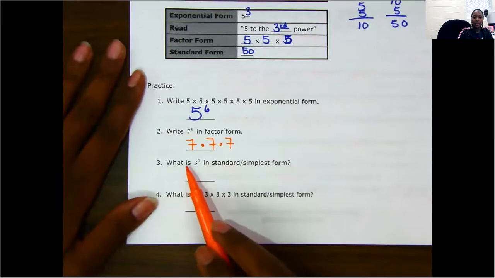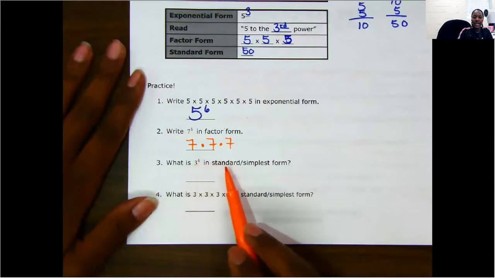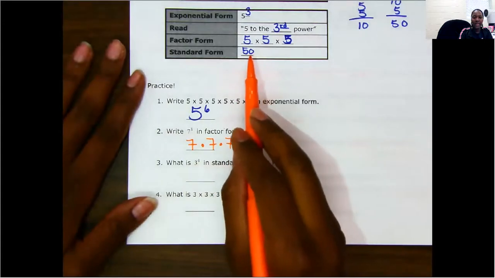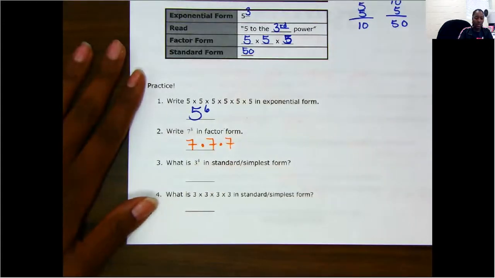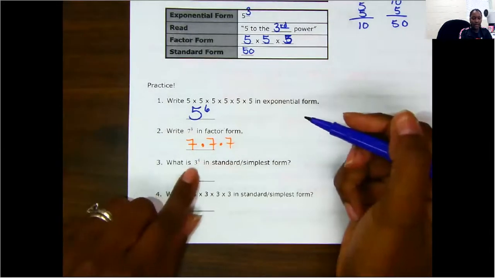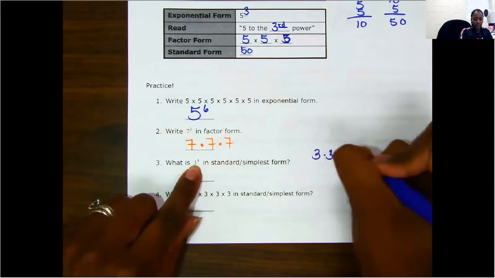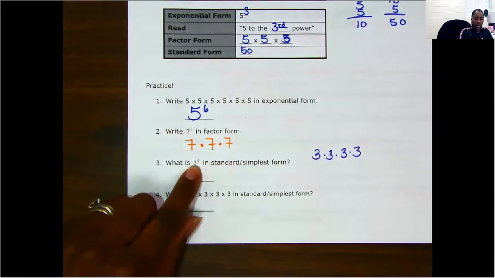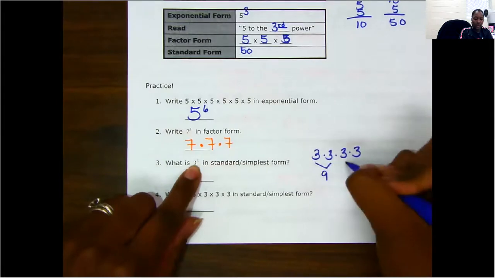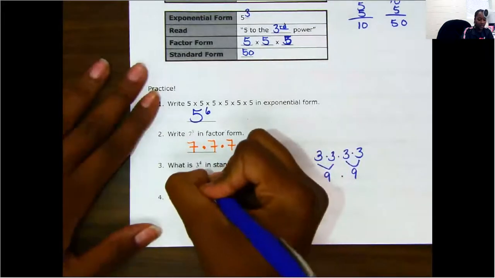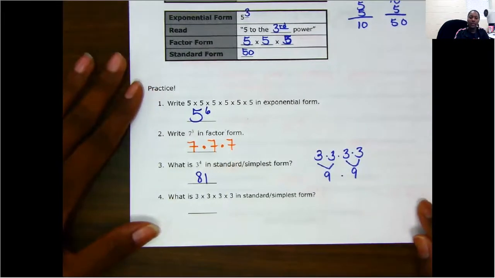Okay, the next one, it says, what is 3 to the power of 4 in standard or simplest form? Remember, that is when we solve, we want an answer. Well, I don't know what that is. I need to first separate it. 3 times 3 times 3 times 3. Then I can multiply it. 3 times 3 is 9. 3 times 3 is 9. 9 times 9 is 81. So 3 to the power of 4 is equal to 81.